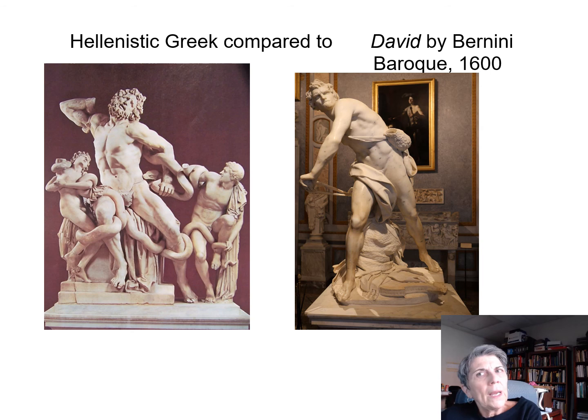So here's Laocoon. Look at this. This is 1600. This is the Baroque period in Europe. This is David by Bernini, 1600s, because the Baroque period copied the Hellenistic. The Renaissance copied the classical Greek. Just the subject's different. It's that simple.